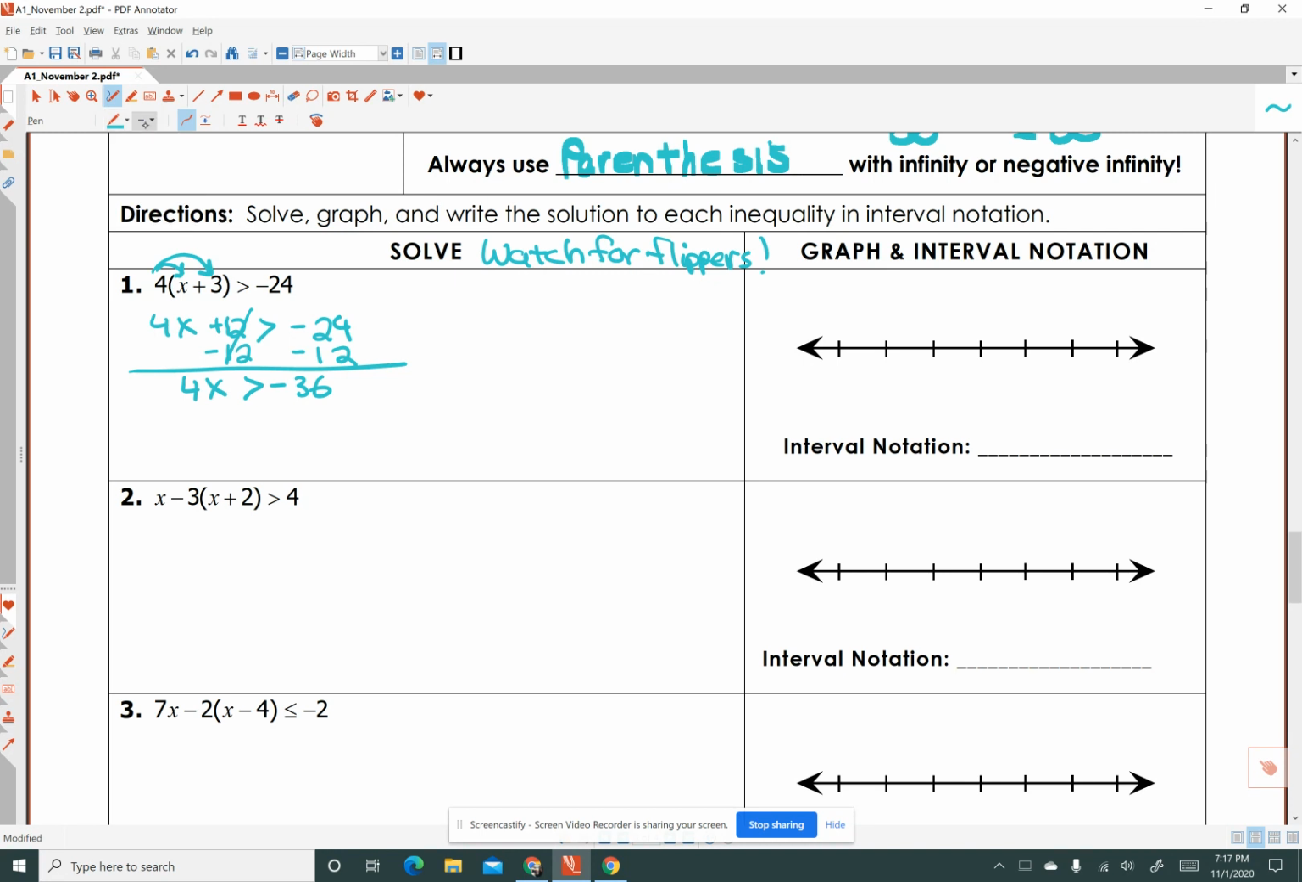We will divide by 4. And x is greater than negative 9. Now here's the interval notation. I'm going to label the number line first. I need to include this negative 9 in the answer. So I'm going to start here, negative 12, negative 11, negative 10, negative 9, 8, 7, 6. Open circle.